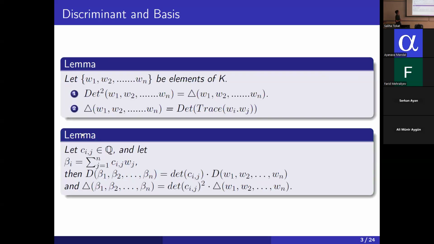I would like to go on with the discriminant and the basis. As you most likely know, we have elements w1 to wn of a number field K. Then we define the discriminant of these elements, which is equal to the square of the determinant of these elements, that is, the determinant of the trace of the products of these elements. We'll use it in the following.